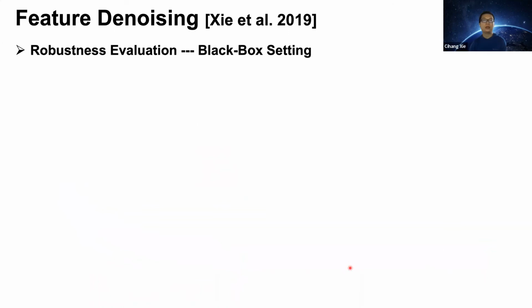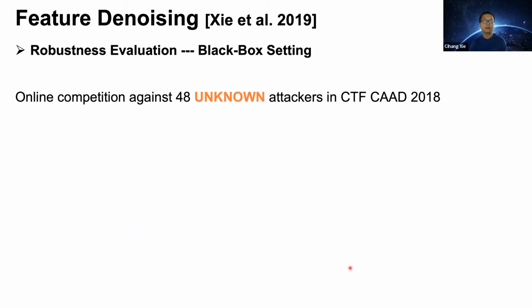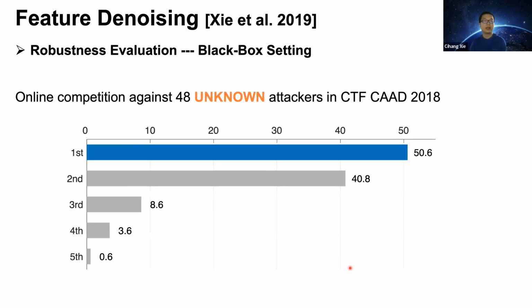And next, we do the black box setting. To make the evaluation easier, we send our model to an online competition. Basically, we submit our defense model, and there are 48 unknown teams. They submit their attackers. So we compete with each other to see whether our model can successfully classify the adversary examples generated by these 48 teams.